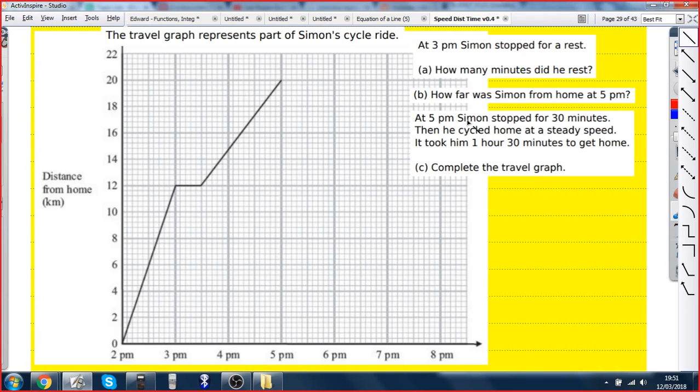So at 5 p.m. Simon stopped for 30 minutes. So how do you represent that? Oh, I just started doing A. Oh, skip A and B. You'll be fine. Okay. So he stopped for 30 minutes. So half a big square would just be a straight line. Yeah. Horizontal.